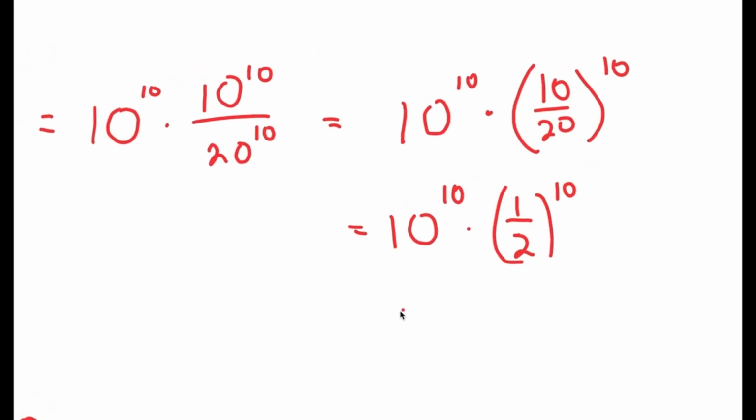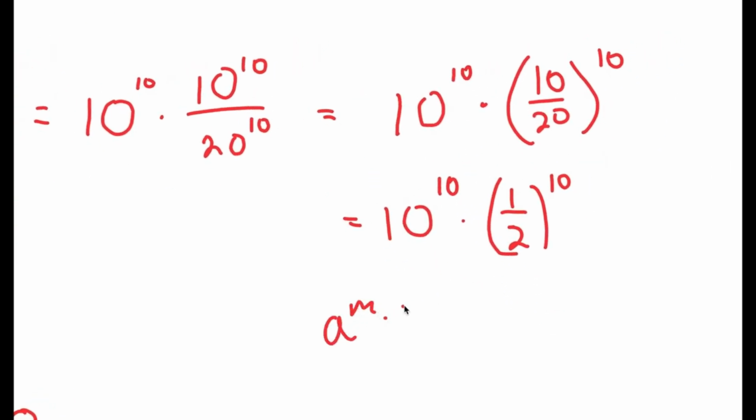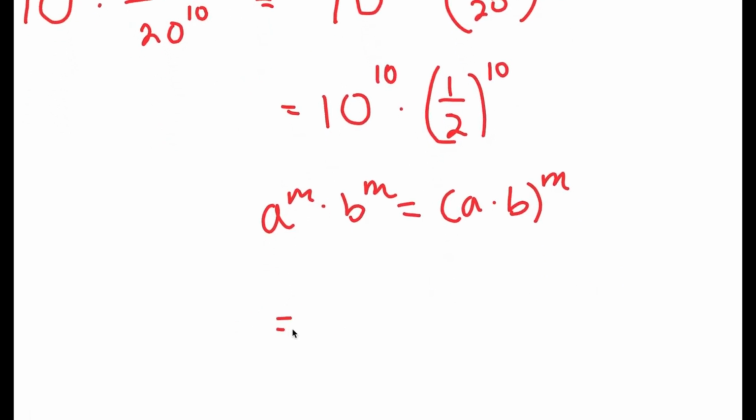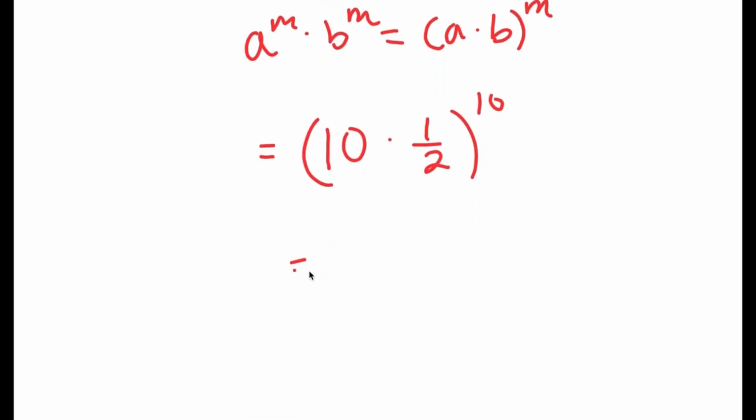And finally, if I have something in the form a^m times b^m, this is equal to (a×b)^m. So this is going to turn into (10 × 1/2)^10, which is equal to 5^10.